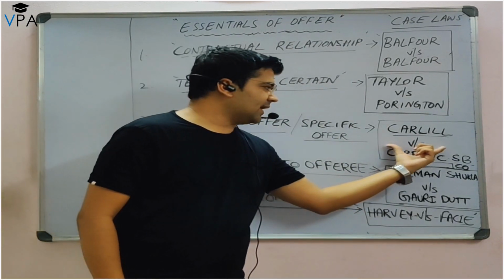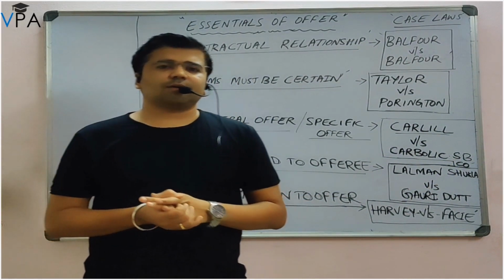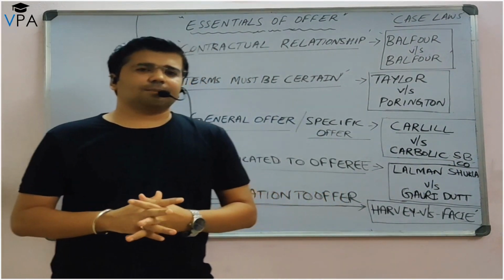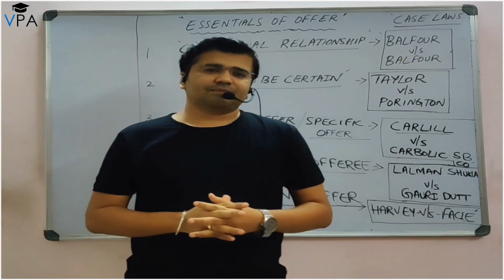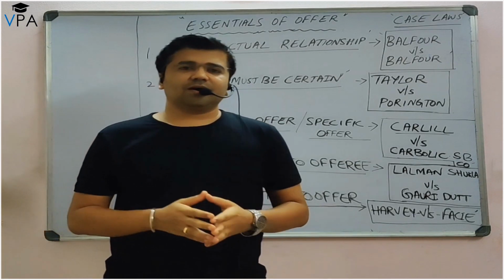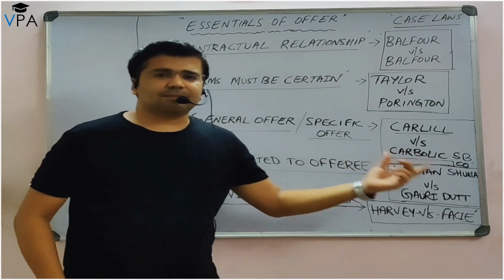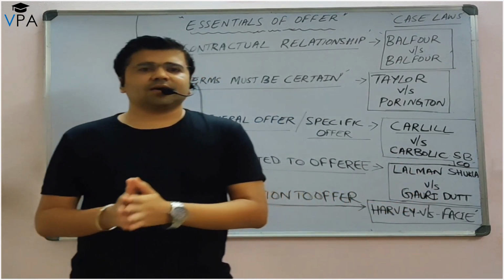Now you can see the case Carlill versus Carbolic Smoke Ball Company. In Carlill versus Carbolic Smoke Ball Company, there is one company by name Carbolic Smoke Ball. It has created one medicine by name Smoke Ball. If anyone who contracts the disease by name influenza takes that medicine, the company will be giving a reward.